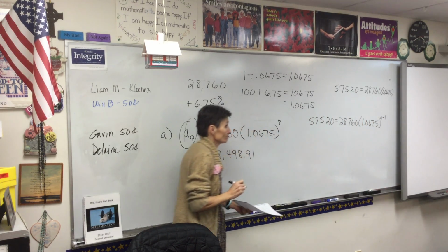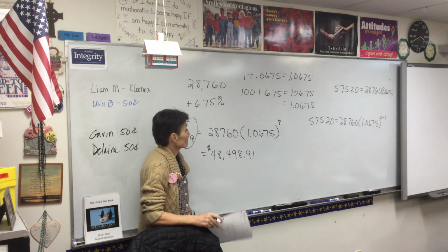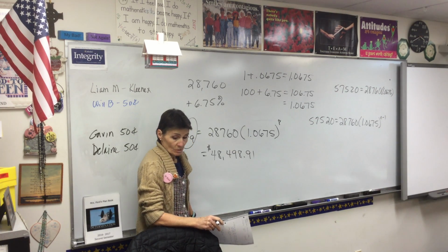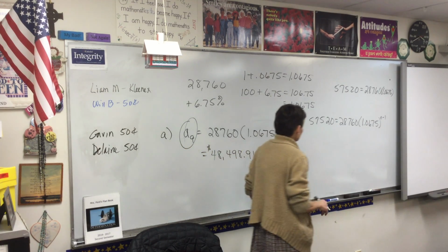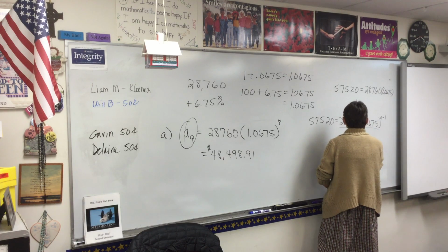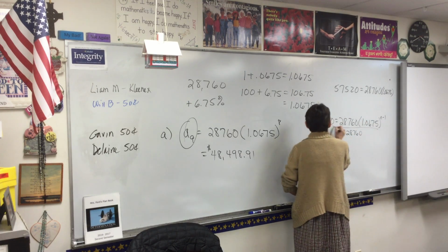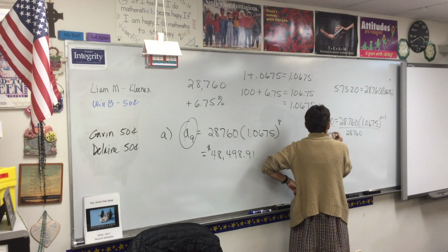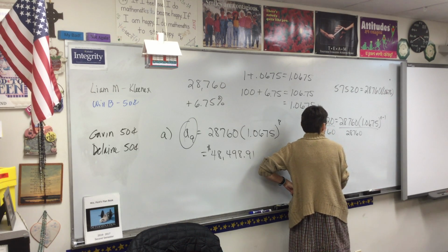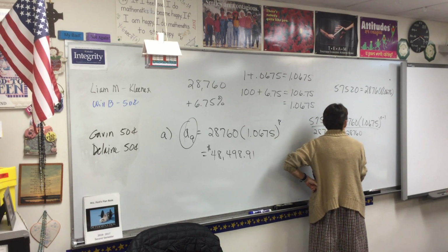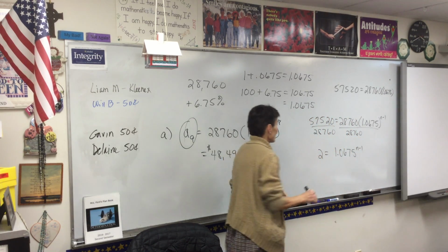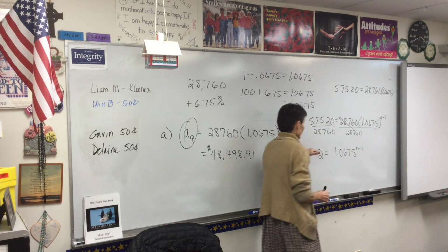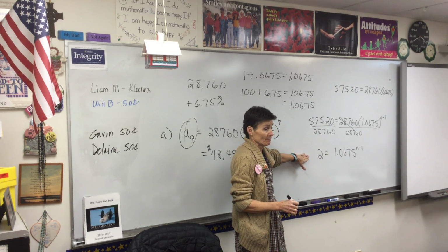Right? We don't know that. So how do we solve this? First, I divide by 28,760. And some of you are trying to take too many shortcuts. I would physically write that down to remind myself that this is what I now have after I do the division.